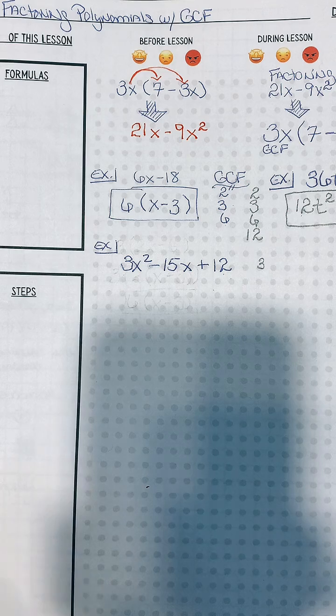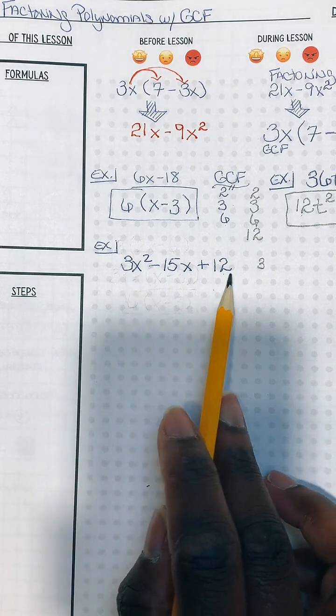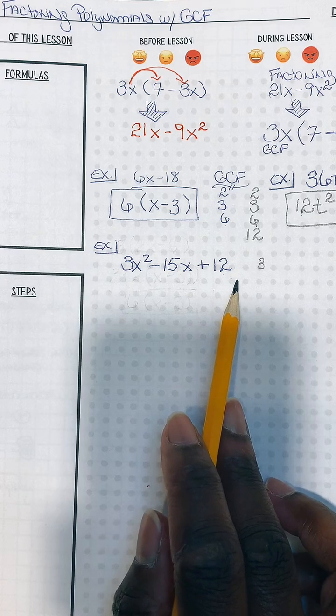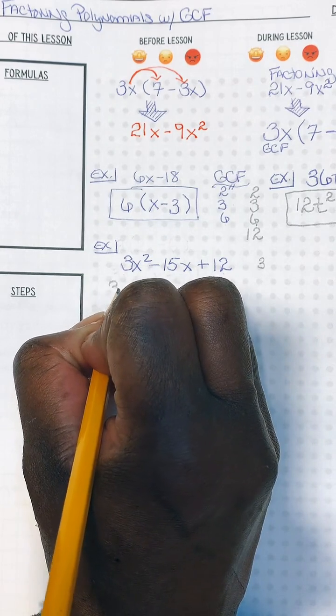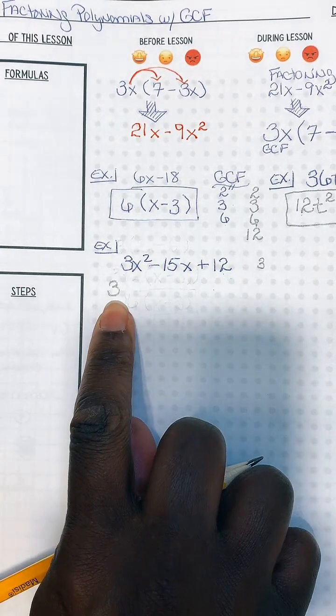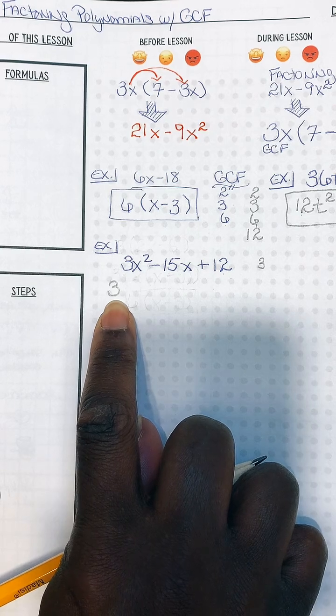We don't have an x. Now, do all of them have an x, including that 12? No. Good. So my GCF is just 3, and that is perfectly fine.